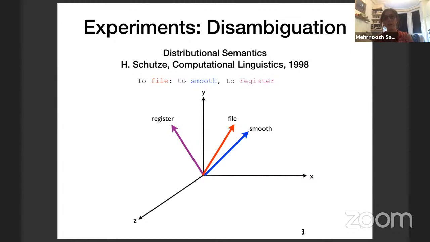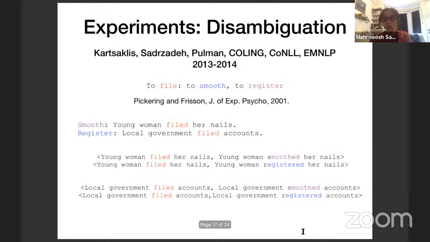Now, file is an ambiguous verb. If it's close to smooth, you know that in your corpus, file had mostly the smooth meaning, like filing a nail. But if it is closer to register, you know that in your corpus, you can also think of it as in your paragraph, in your sentence, file had the register meaning. And Schütze, in his seminal work in 1998, has shown that vector space as a distributional model has very nice applications to disambiguate such words.